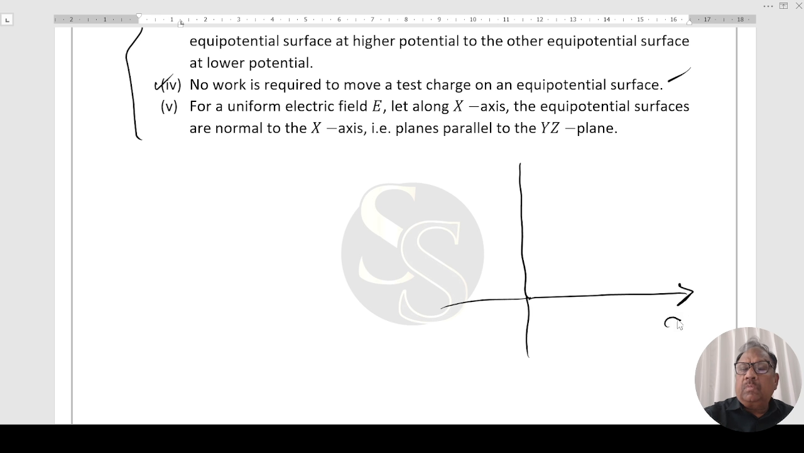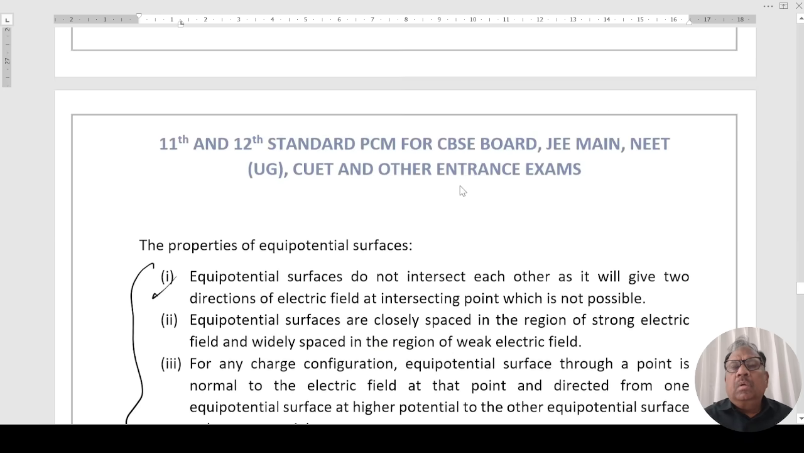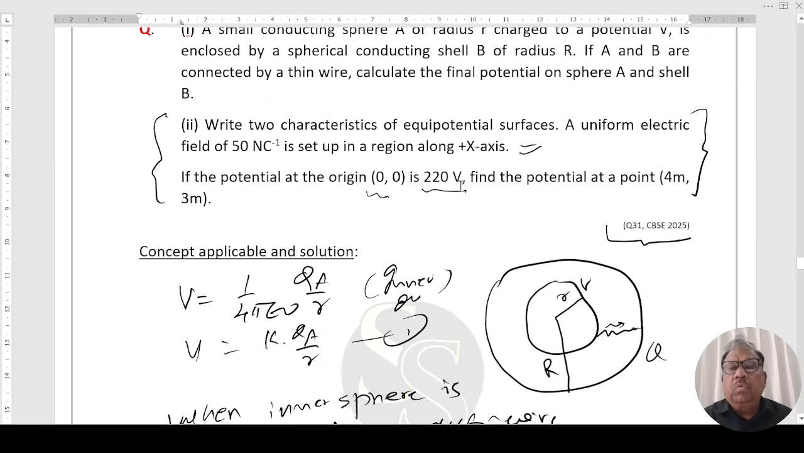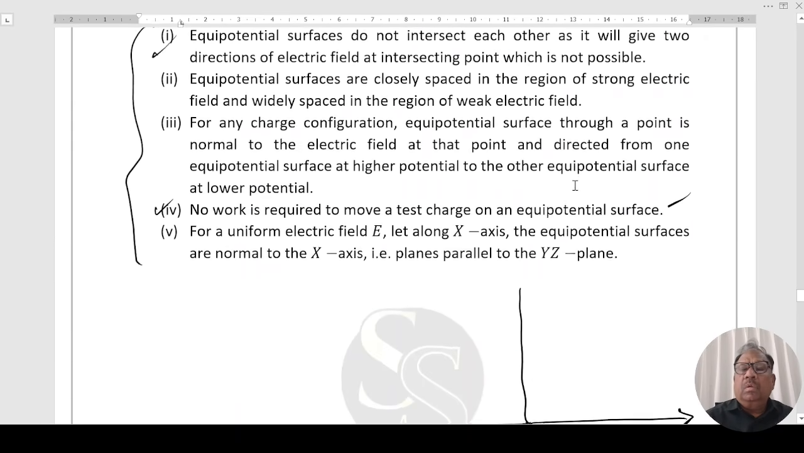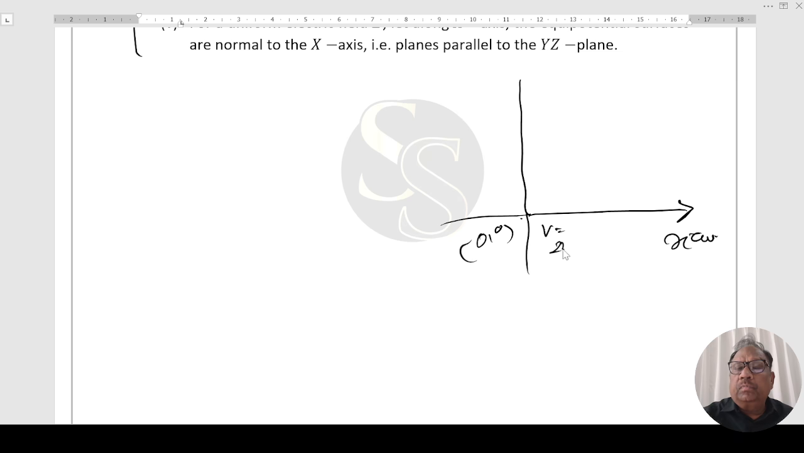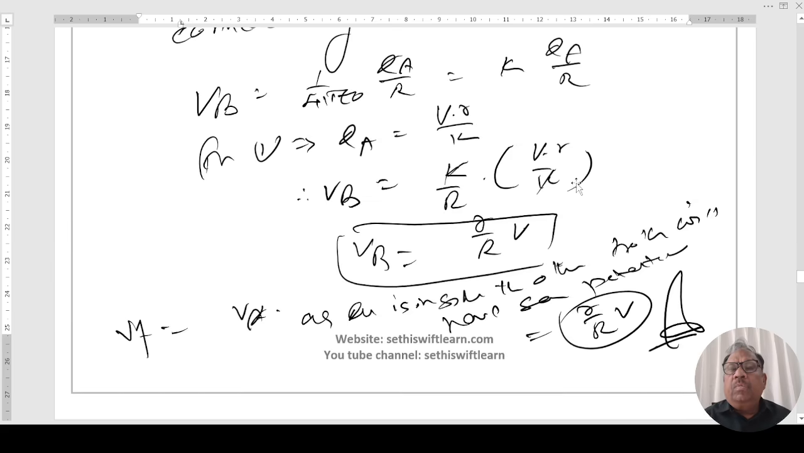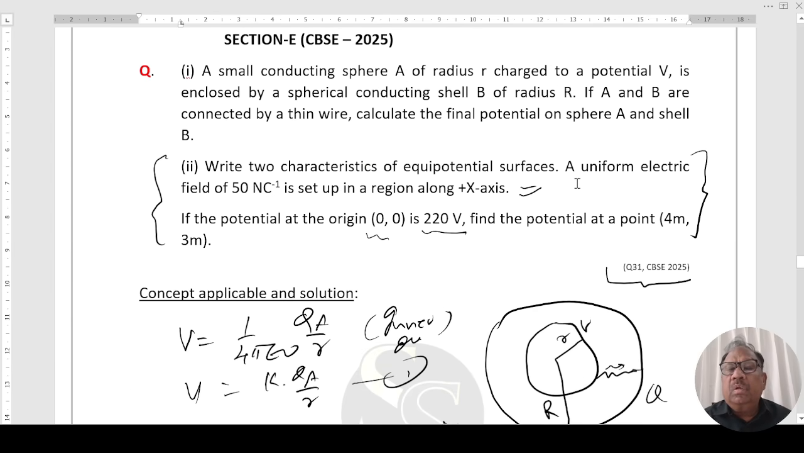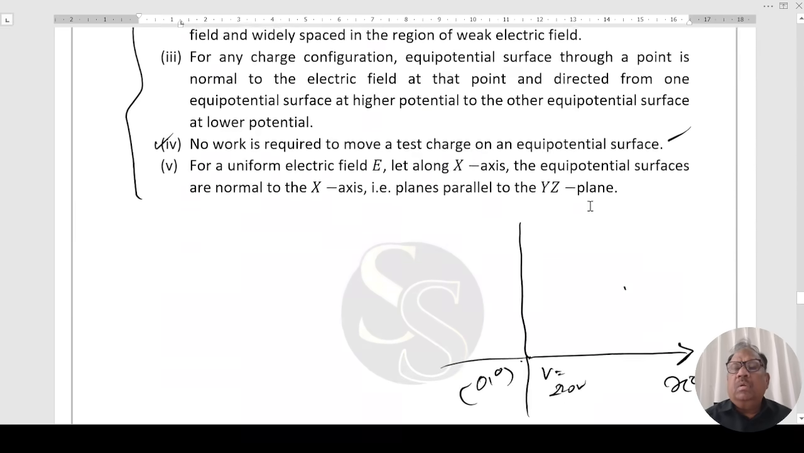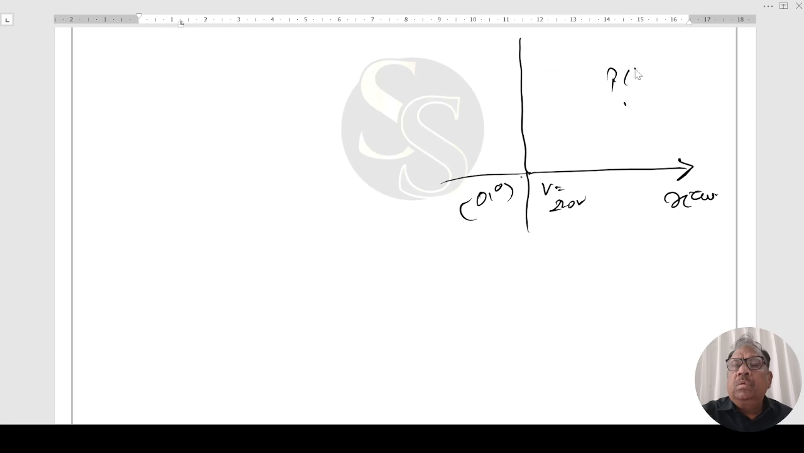This is the x-axis. This is the origin. V is 220 volt at origin. Point P is (3, 4), and we have to find the potential at point P. The coordinates are in meters.